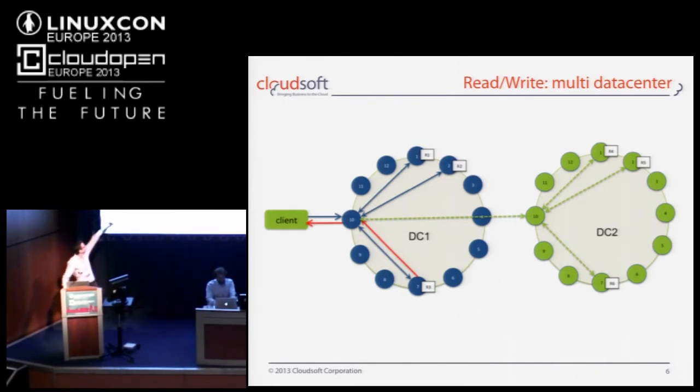So here, the client has asked that node 10, which has then sent it out to our local nodes. It's also sent it to an equivalent node in the other data center, which is going to replicate to its nodes as well.